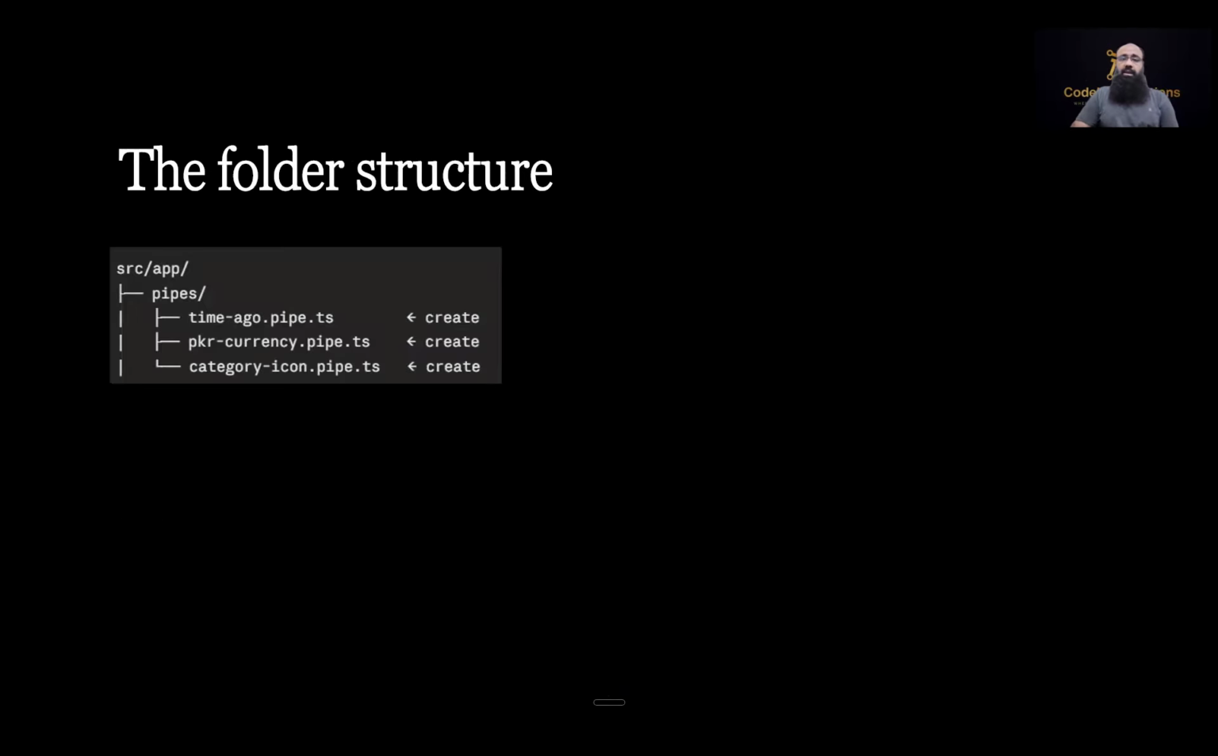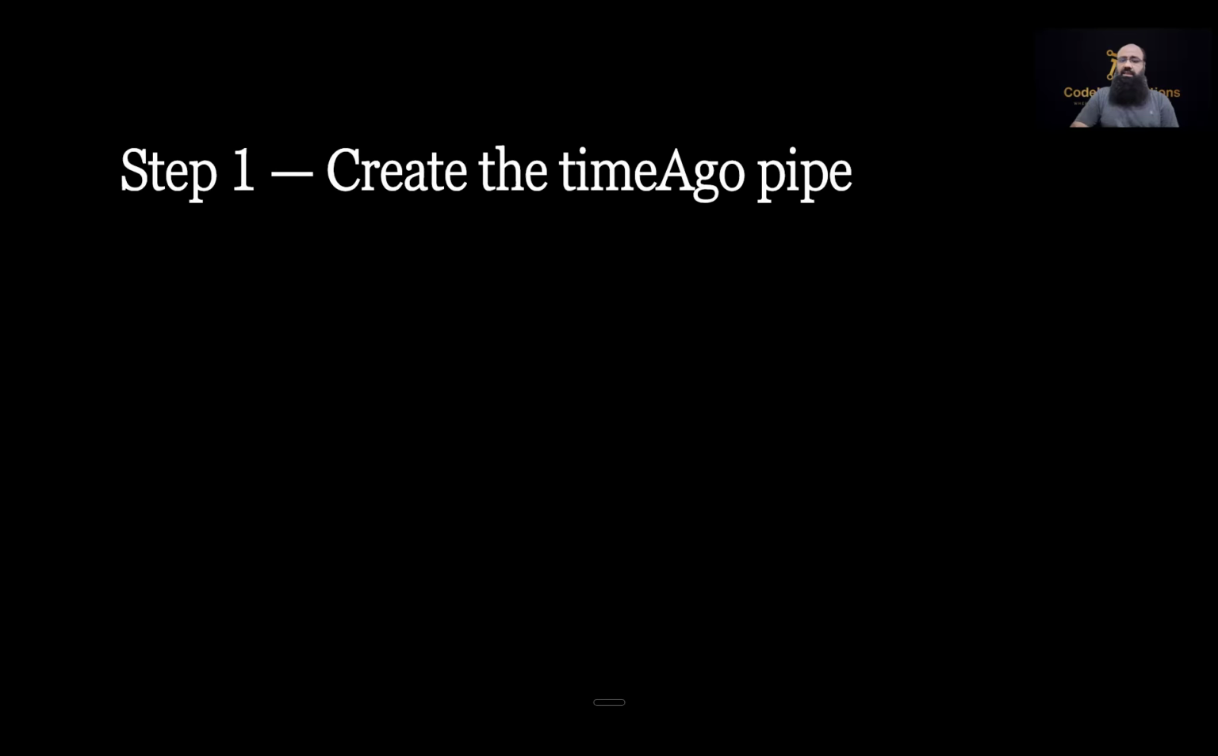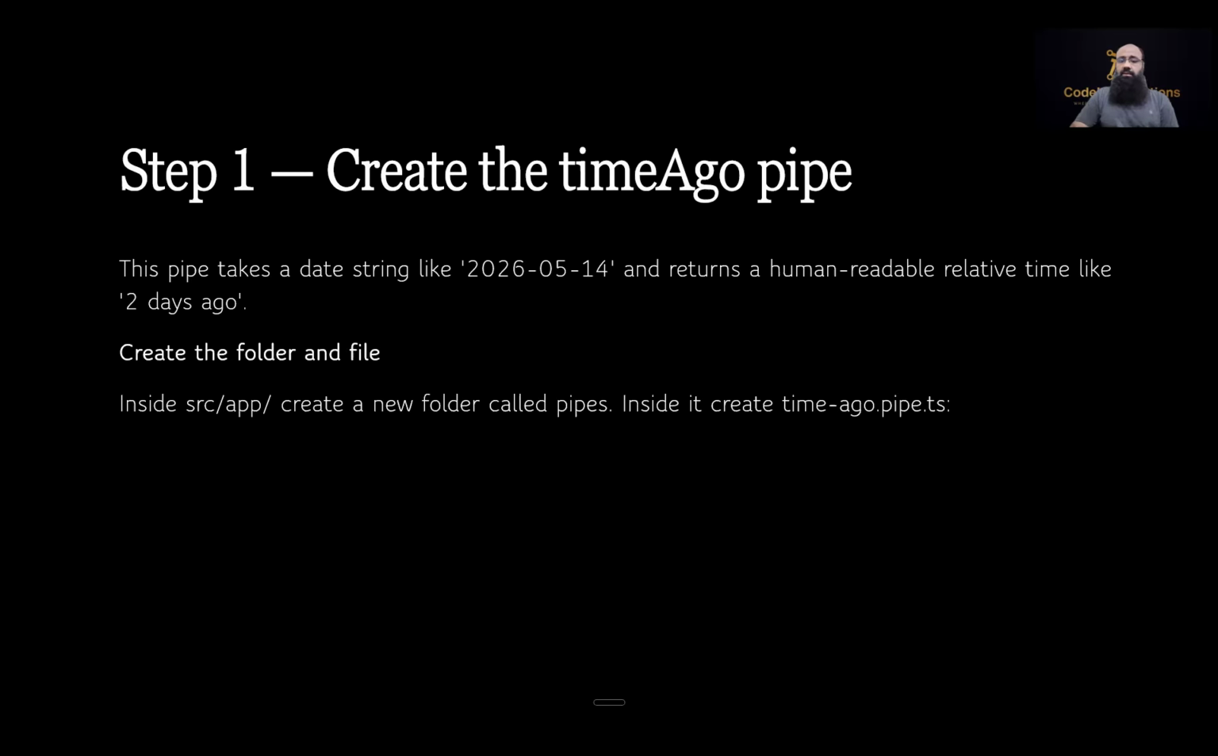With this being done, let's quickly see the folder structure, somewhat on similar lines to what we have done previously. Within the app, we are going to create a pipes folder, and within the pipes folder there are going to be these three custom pipe files. Once we create all of them, we are going to use them in our templates. So let's try creating this file.